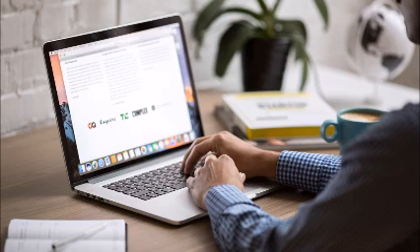Let's start by learning what a computer is. A computer is an electronic machine that can store data, process data, and also give information.